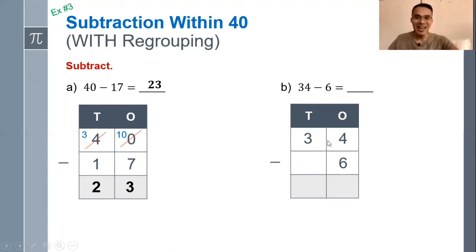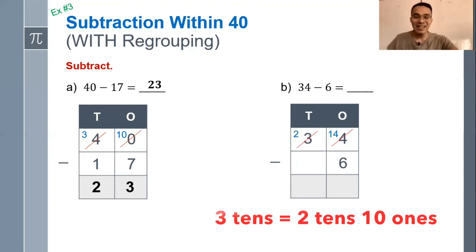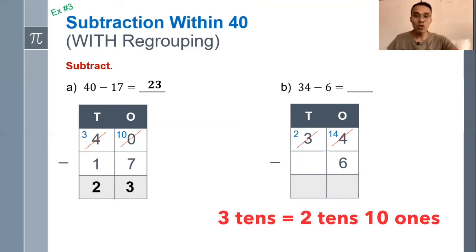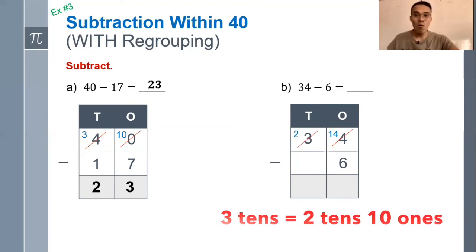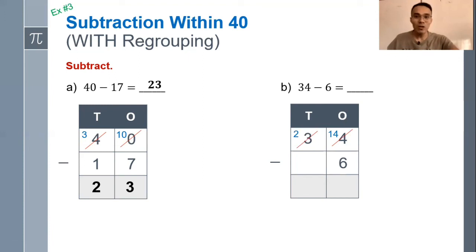The 3 becomes 2. The 4 becomes 14. This is what we call regrouping. 3 tens is equal to 2 tens and 10 ones. Now that we have enough, we can now subtract 6 from 14.